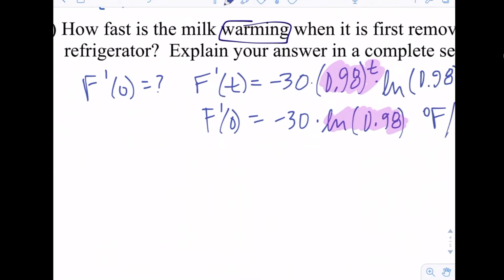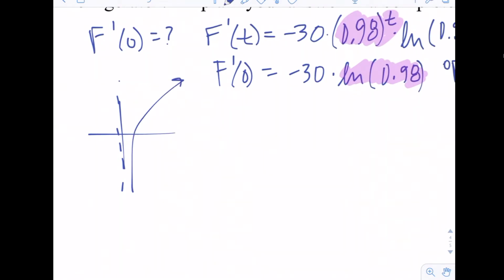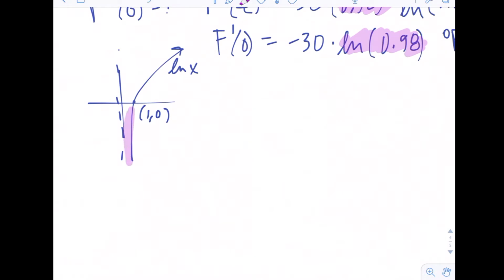And let's kind of review that very quickly. The natural log of x looks like this, remember? And it has an x-intercept at (1, 0). So if you take the natural log of any number between 0 and 1, guess what type of number you're going to get? A negative number.